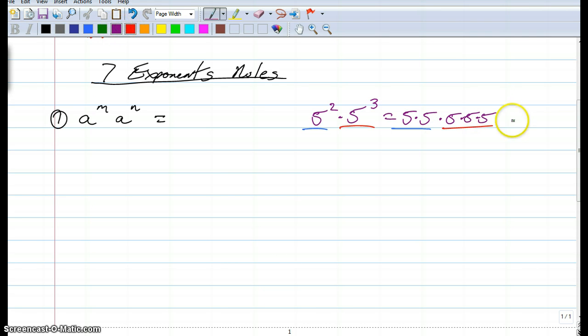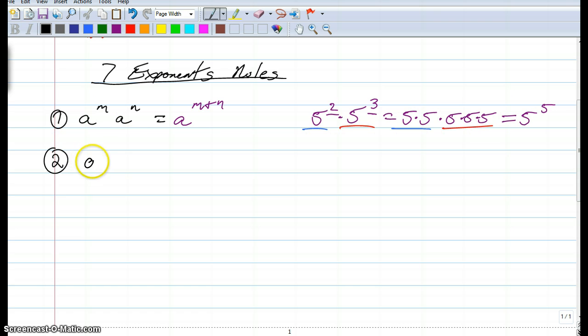So we have a total of 5 to the 5th power. So how did I get from 2 and 3 to get to 5 to the 5th power? We added the exponents. So this would be a to the m plus n. A to the m plus n. And this here is like a little proof of why this is.